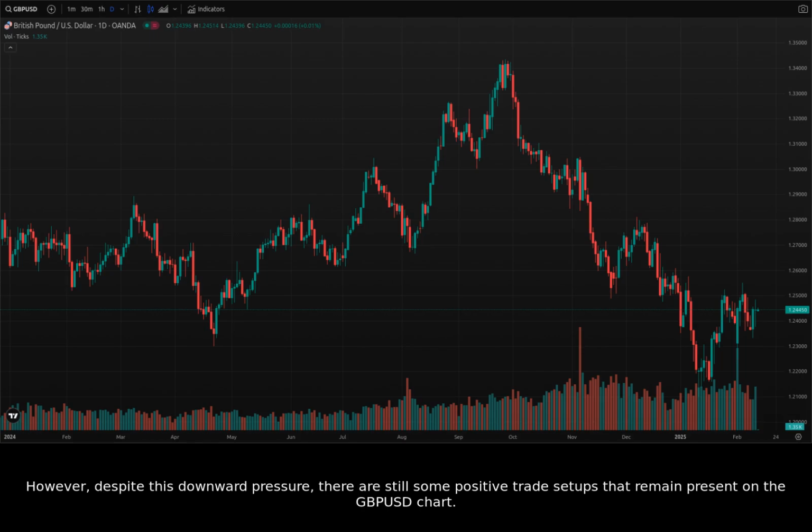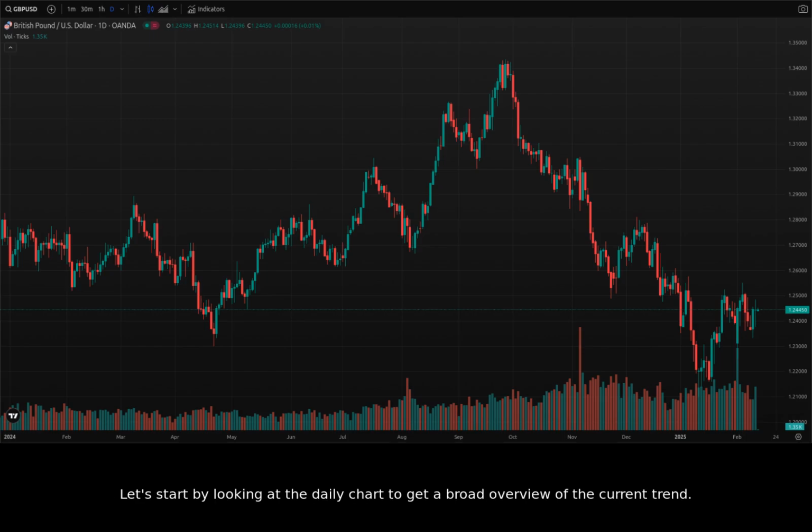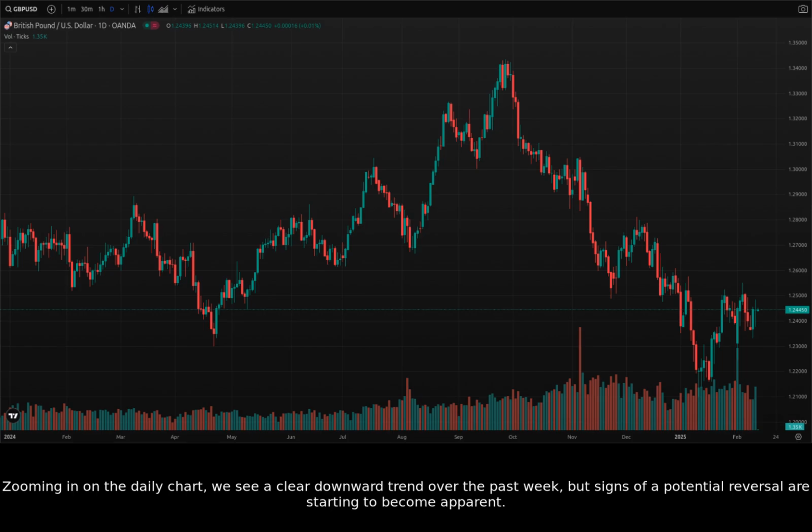However, despite this downward pressure, there are still some positive trade setups that remain present on the GBPUSD chart. Let's start by looking at the daily chart to get a broad overview of the current trend. Zooming in on the daily chart, we see a clear downward trend over the past week, but signs of a potential reversal are starting to become apparent.